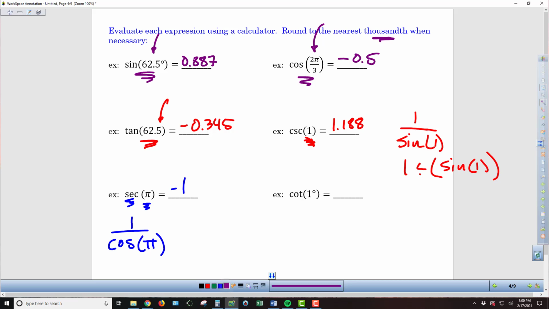And then for the last one, this time cotangent is the reciprocal of tangent, and we're back into degrees, so we have to shift our calculator back into degree mode, and so we can rewrite this as 1 over the tangent of 1 degree, and so now we can just enter that into our calculator, and our result on this one is going to be 57.290 if we round to the nearest thousandth.